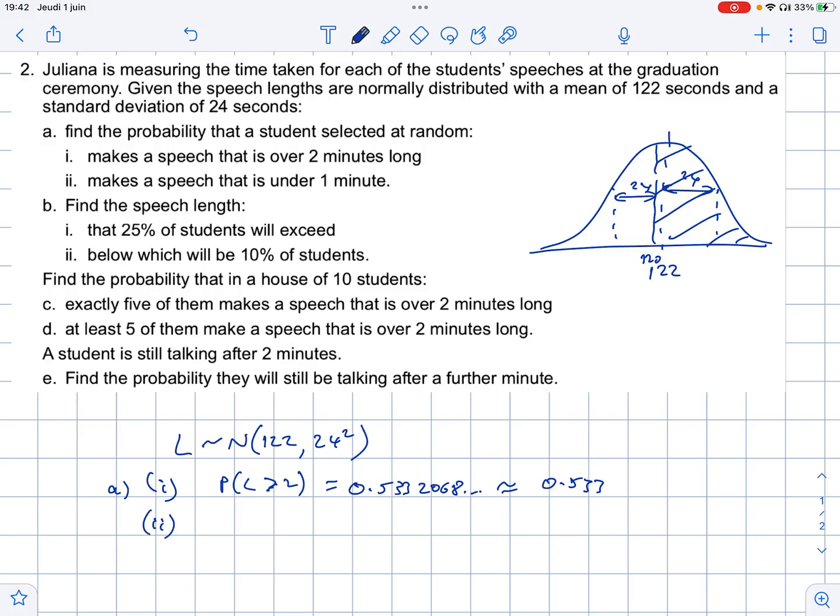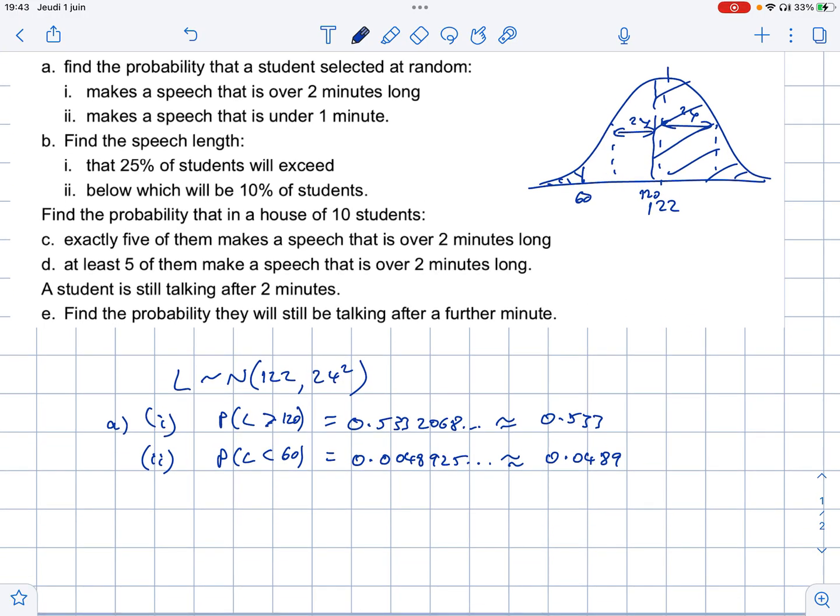And the speech is under 1 minute. It's the same again. So now we're under 60 seconds. So 60 seconds is here. We're trying to find this probability here. So probability that L is less than, as we should say, 120 here to make it consistent with the units we said there. And this is less than 60 is going to be 0.004895, etc., which is approximately equal to 0.0489. That's 3 significant figures.